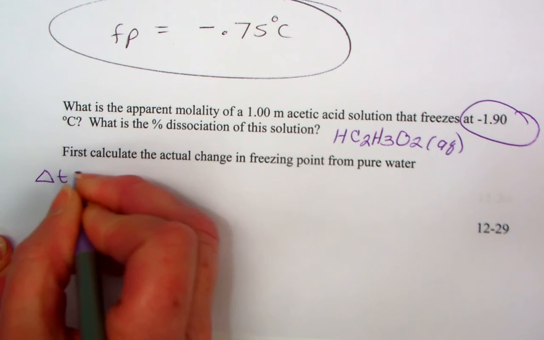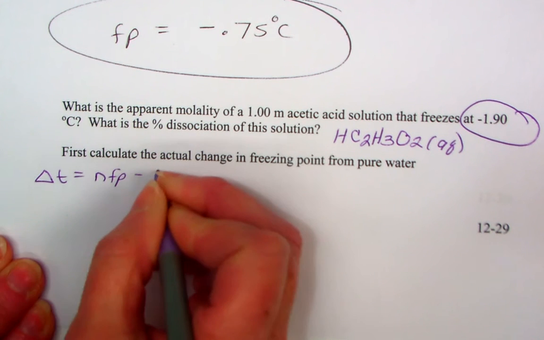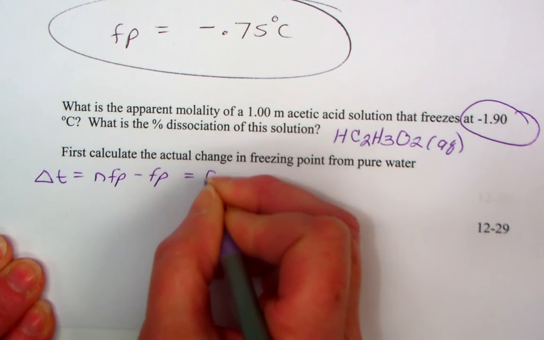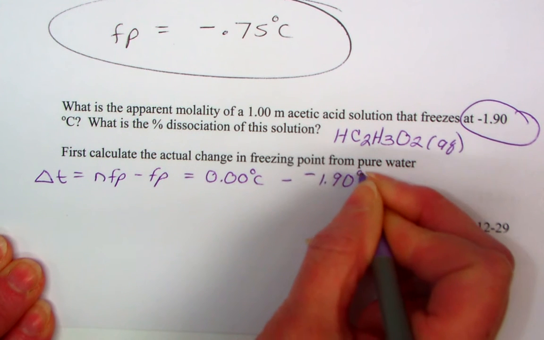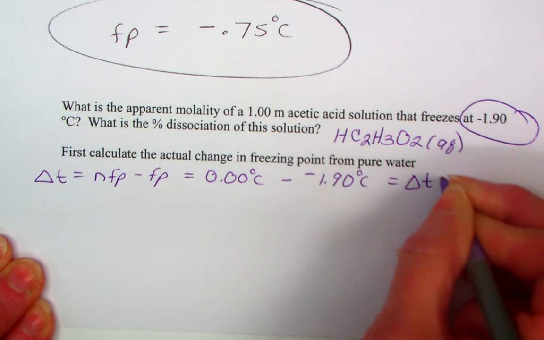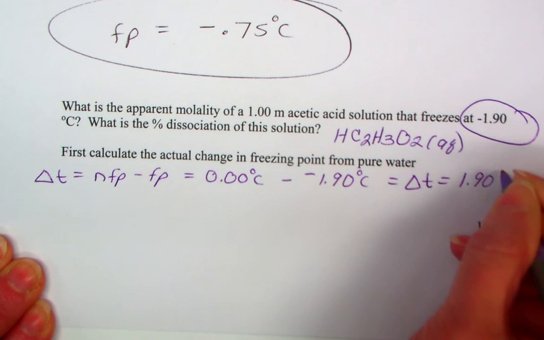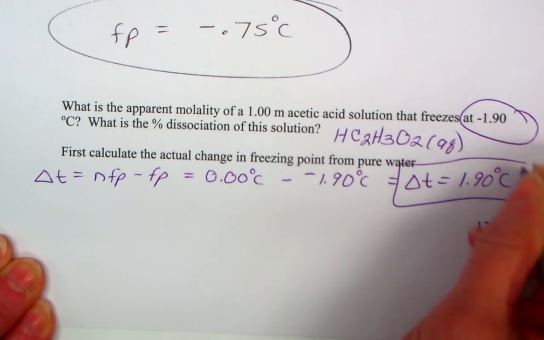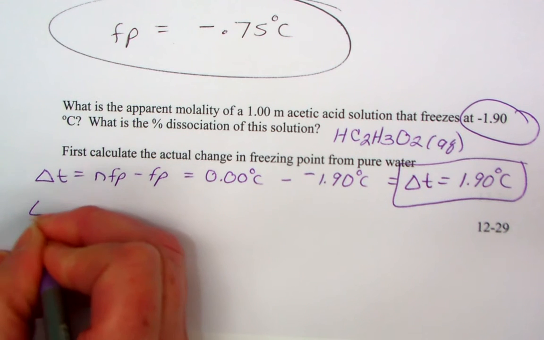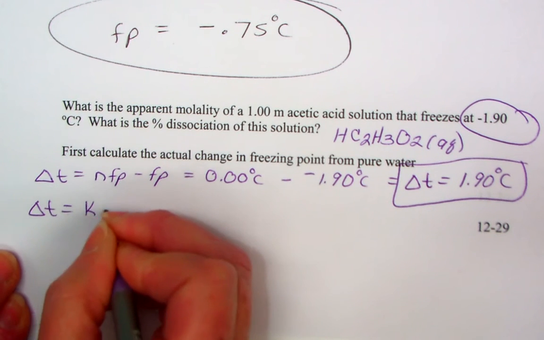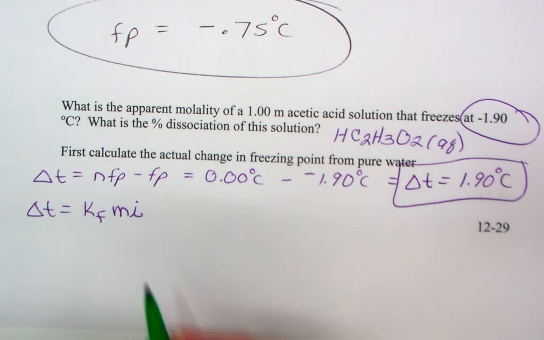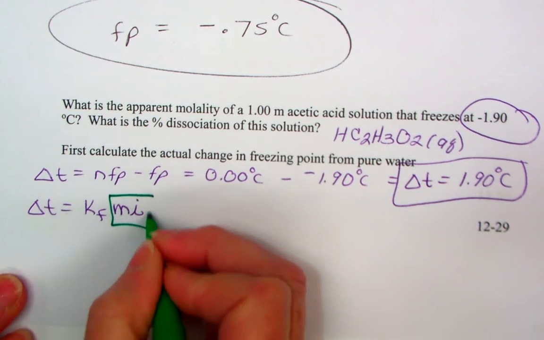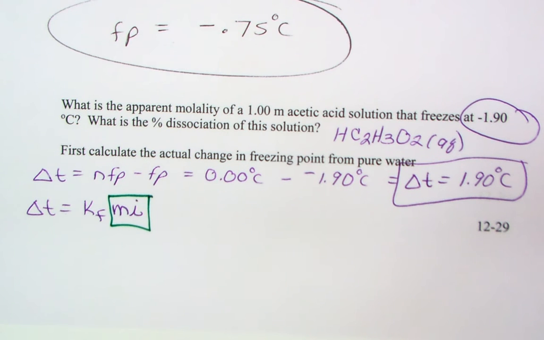So delta T is equal to the normal freezing point minus the freezing point. So that is 0 degrees C minus negative 1.90 degrees C. So my change in temperature is 1.90 degrees Celsius. And we know that delta T is equal to K sub F times m times i. And we said that these two variables together, mi, is equal to the apparent or the effective molality.